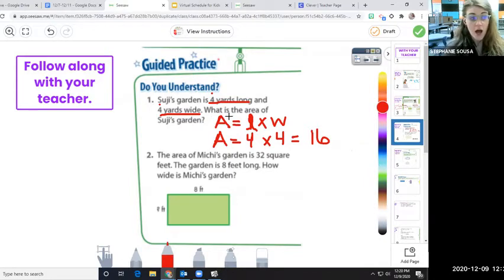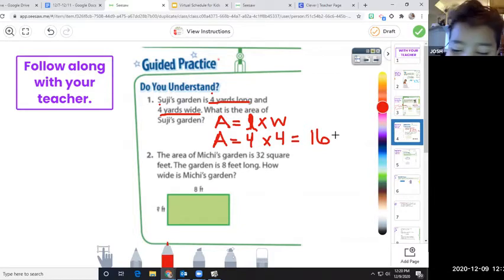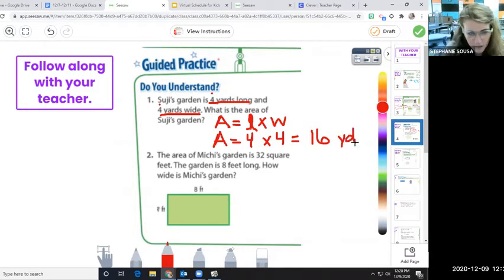Centimeters. Look back in the word problem. Suji's garden is 4 what? Yards. Yes, we need yards. So yards, now I am 1/3 of the way to a correct answer. I'm still missing part of my correct answer.